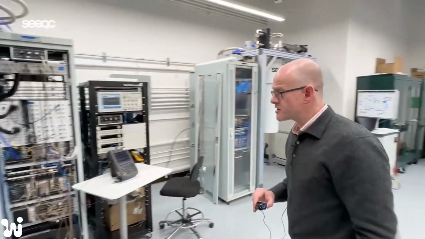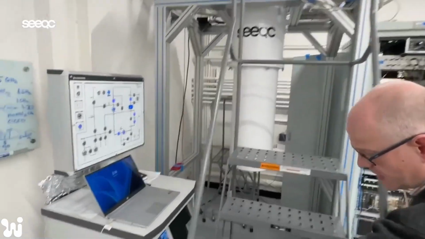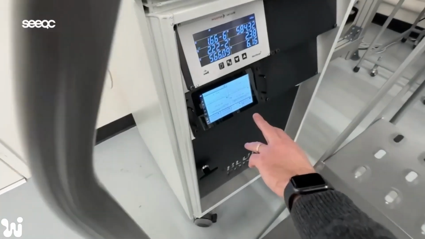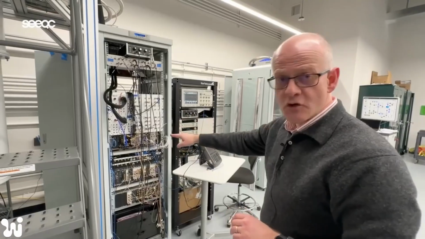Those are dilution refrigerators. Both of them are cold right now, and the temperature of the sample stage of this one is slightly more than 8 millikelvin. Yes. We have current sources here also.